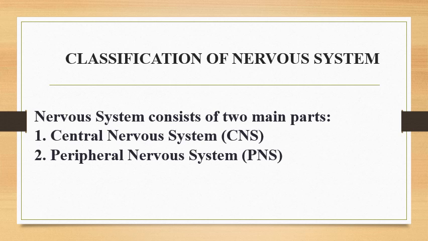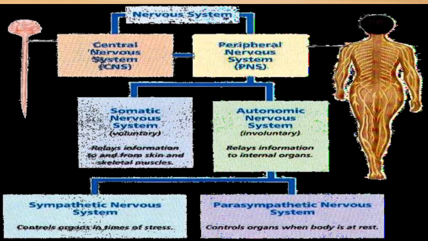So this is the classification of the nervous system. These are generally of two types, that is central nervous system and peripheral nervous system. In short we can call them CNS and PNS. So you can see the diagram, whatever is there. Here the classification is given: CNS, then PNS.